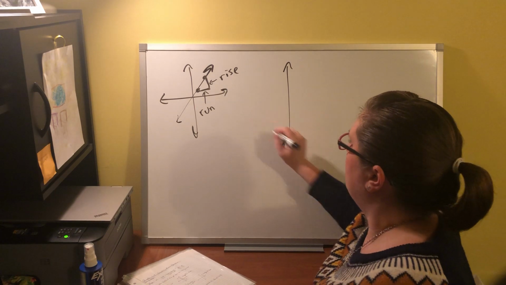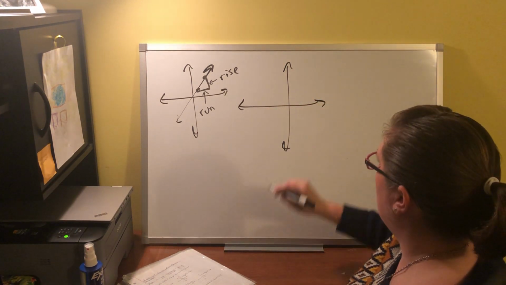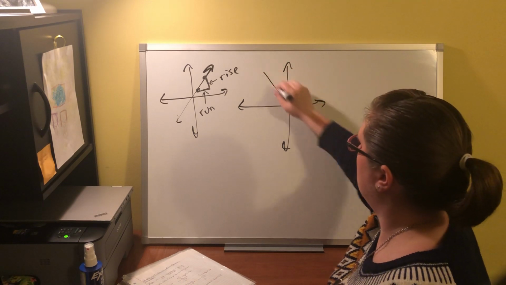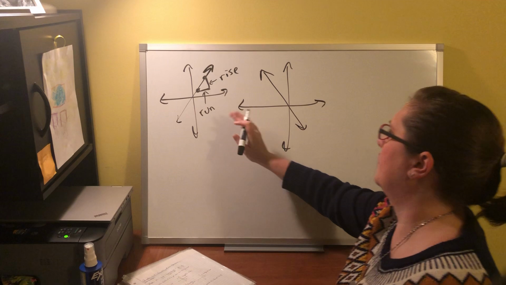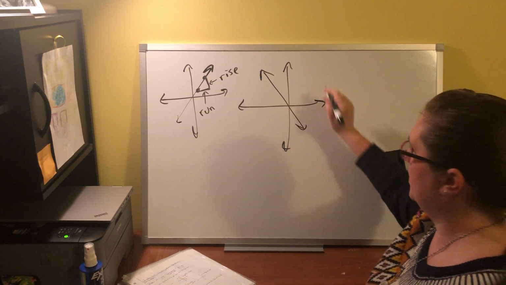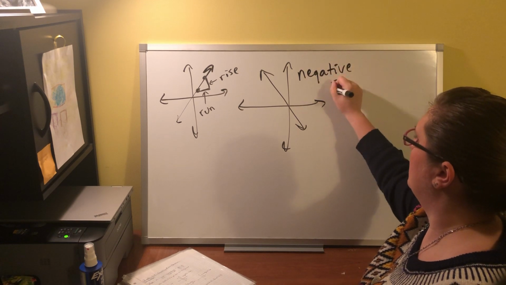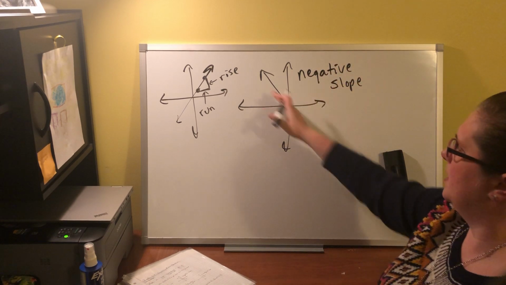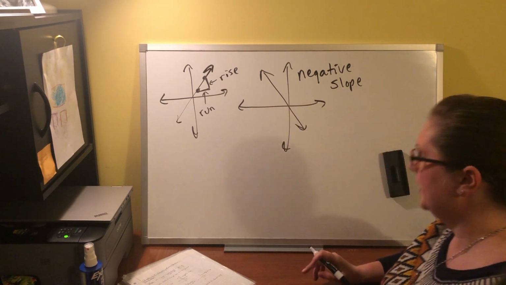You read a graph just like you would read a sentence, from left to right. So let's say we have a rectangular coordinate system, and let's say this is our graph. We're reading the graph from left to right. So from left to right, the direction of this slope is negative, right? It's going down. So this graph here, negative slope, okay?